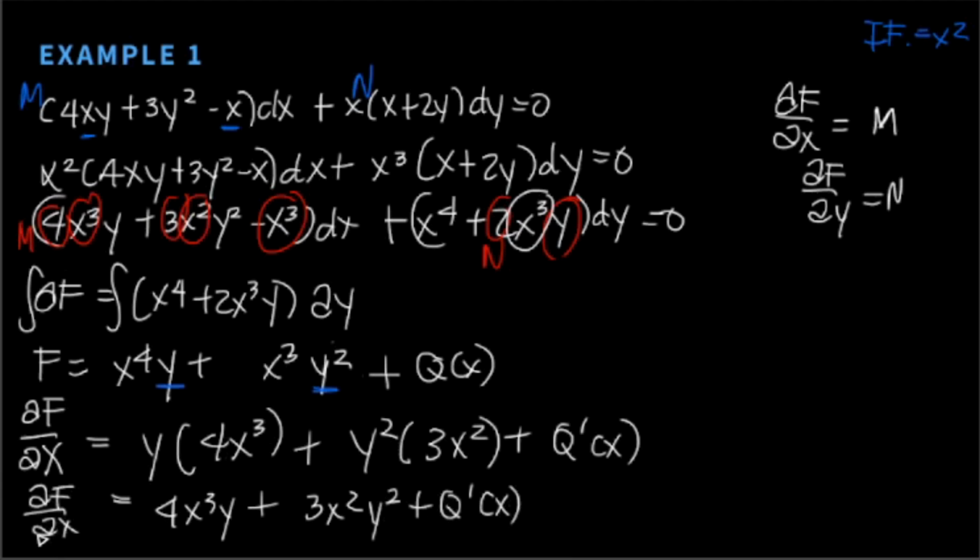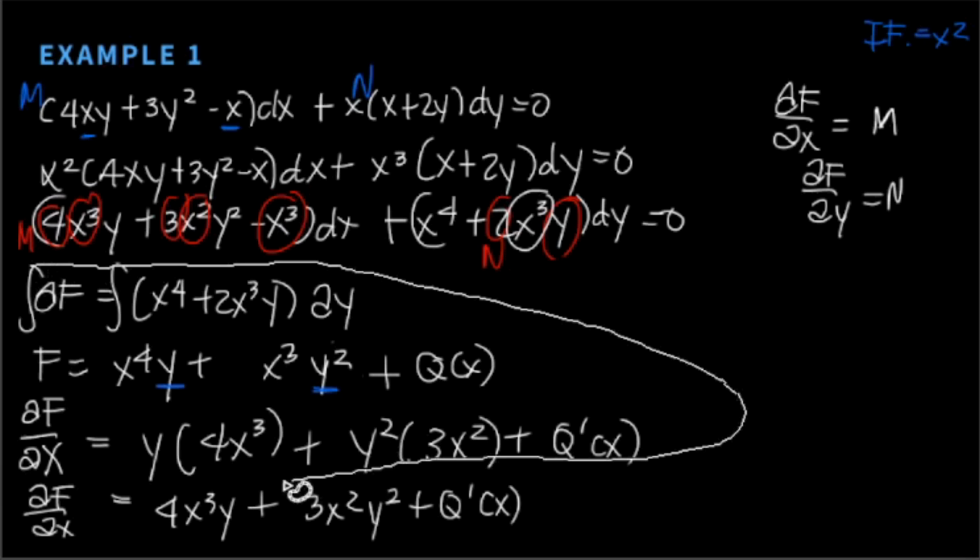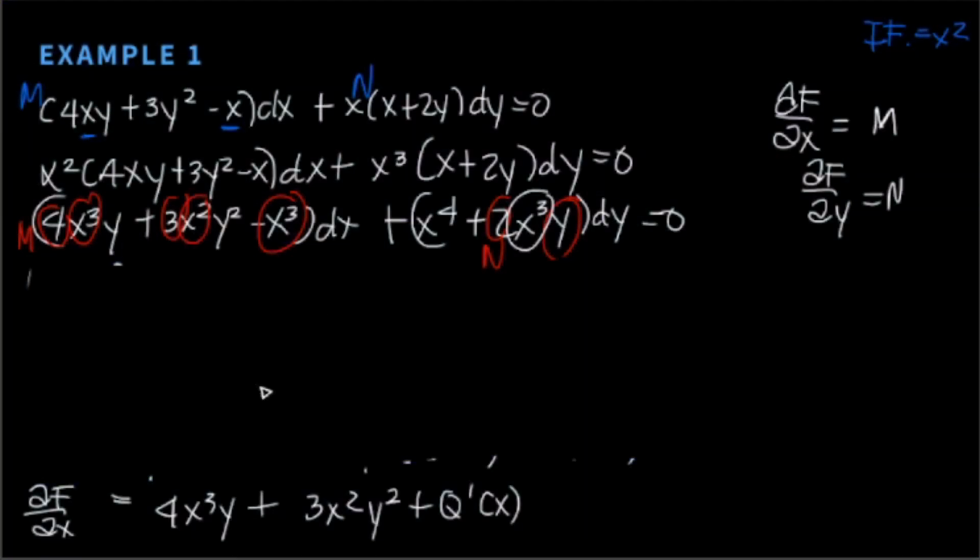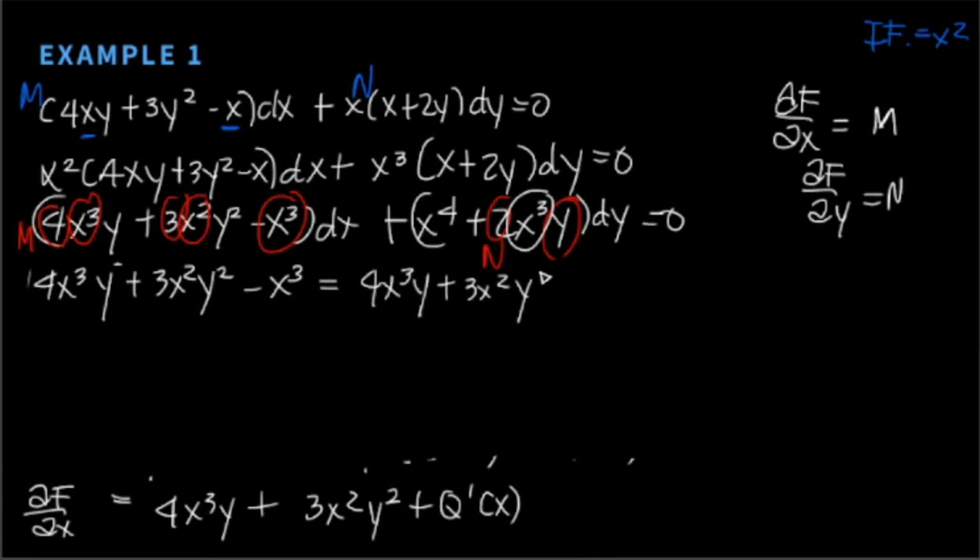So, try natin equate itong df over dx natin sa m natin kasi pareha sila df over dx. So, erase ko lang to. So, ito yung m natin. Copy natin siya. Magiging 4x cubed y plus 3x squared y squared minus x cubed is equal to yung nakuha natin na df over dx dito. Magiging siyang 4x cubed y plus 3x squared y squared plus q prime of x.